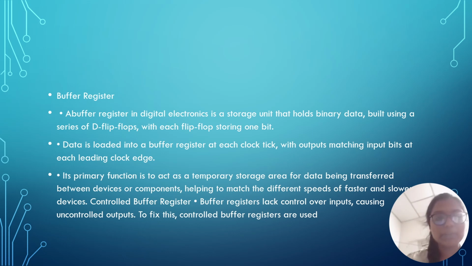Suppose the CPU can process data very fast, but a printer prints one character at a time. Data from the CPU is stored in the output buffer register. The printer takes from the buffer and prints slowly. The CPU continues its work without waiting. Thus, this avoids delays and increases system efficiency.